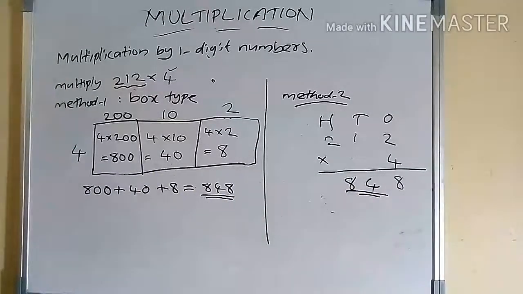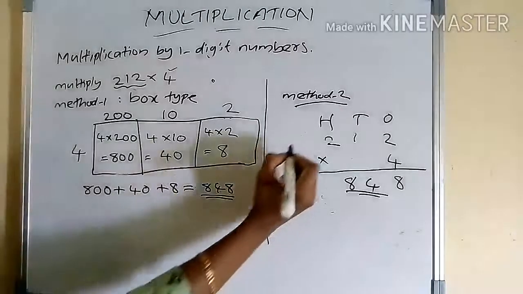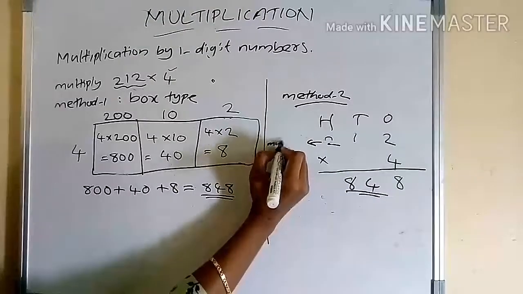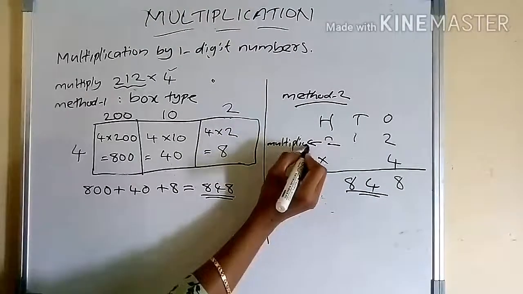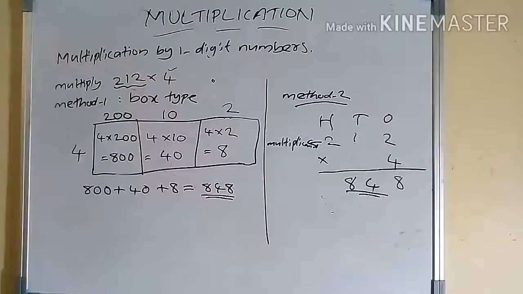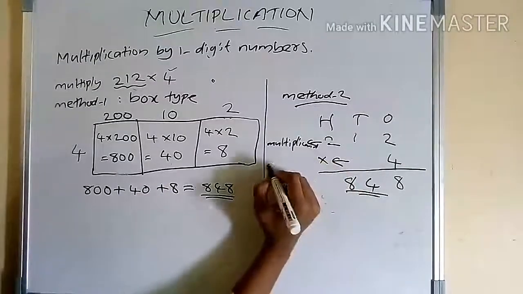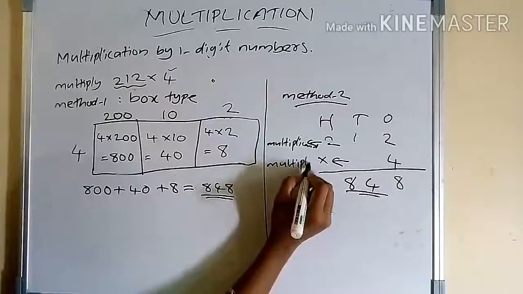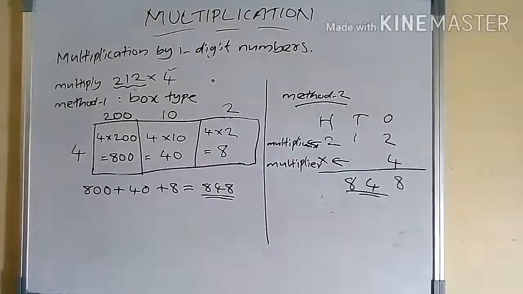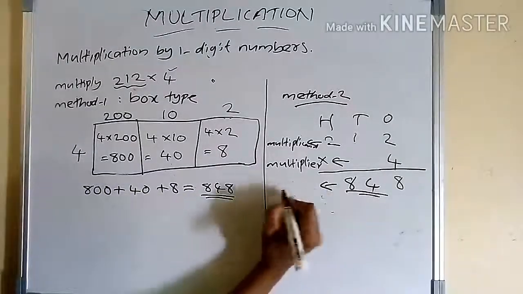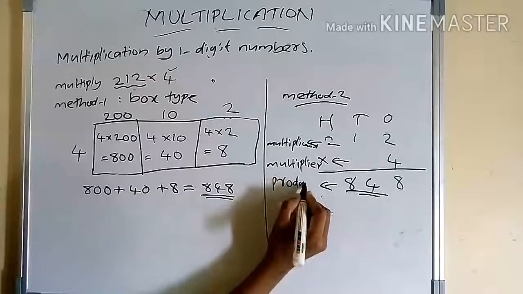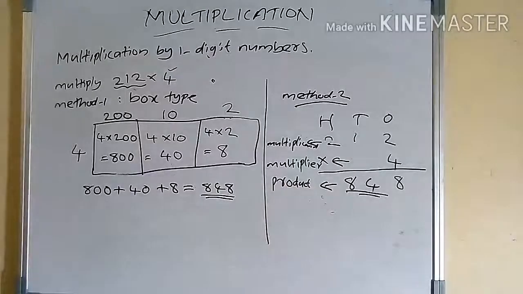848. Just remember, the number that is multiplied is the multiplicand. So the number 212 is the multiplicand. The number by which it is multiplied is the multiplier. So in this question 4 is the multiplier and 212 is the multiplicand. The result of multiplication is known as the product. So the number 848 is known as the product.